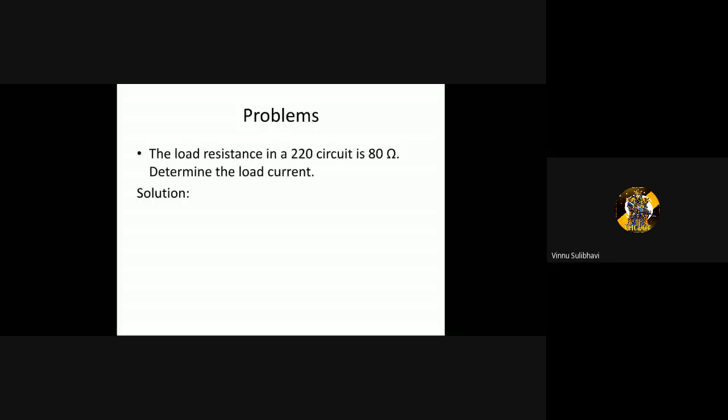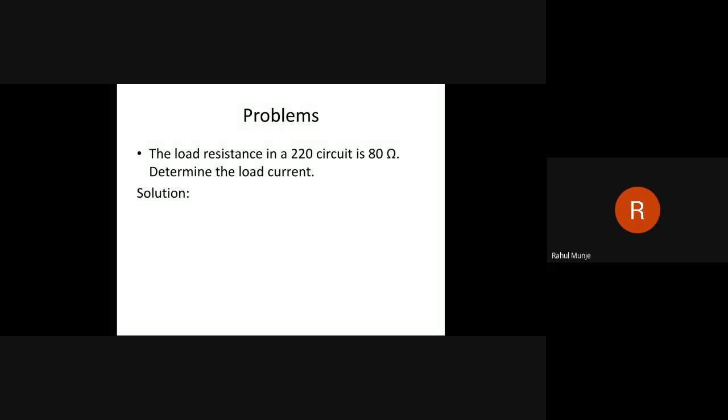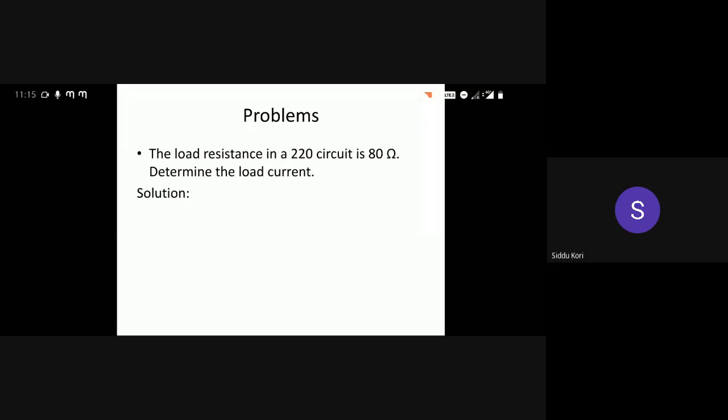This is the basic or the easiest one actually. The voltage is given as 220 volt. The resistance is given as 80 ohm. 2.75 ampere. Right. Can I know your name? 2.75 ampere, ma'am. Okay, Siddhi. So the easiest one is over.